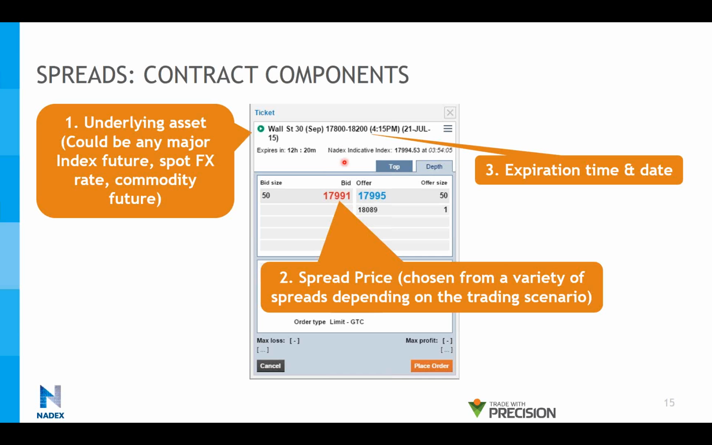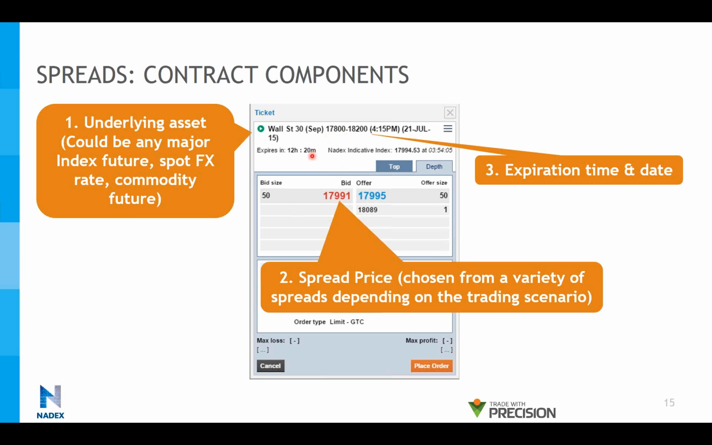Next, I would like to look at the floor and ceiling levels first. That's a spread. The floor is sitting at 17,800 and the ceiling is sitting at 18,200 points. So within that range, the price of that contract will move along.